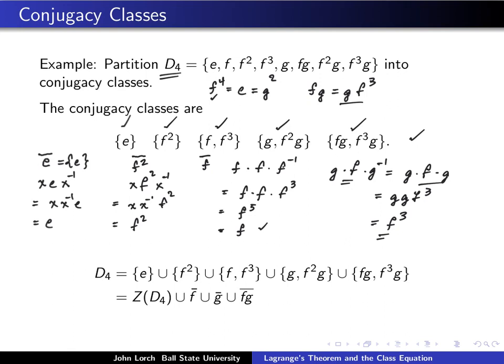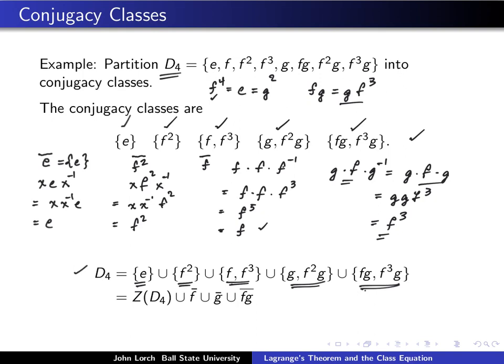And maybe it would be a good time, if you want, to pause the video and see if you can make those calculations. All right, so therefore, we have the dihedral group written as a union of these classes. It's a disjoint union, as we would expect, because these are equivalence classes, and therefore they must partition the group.